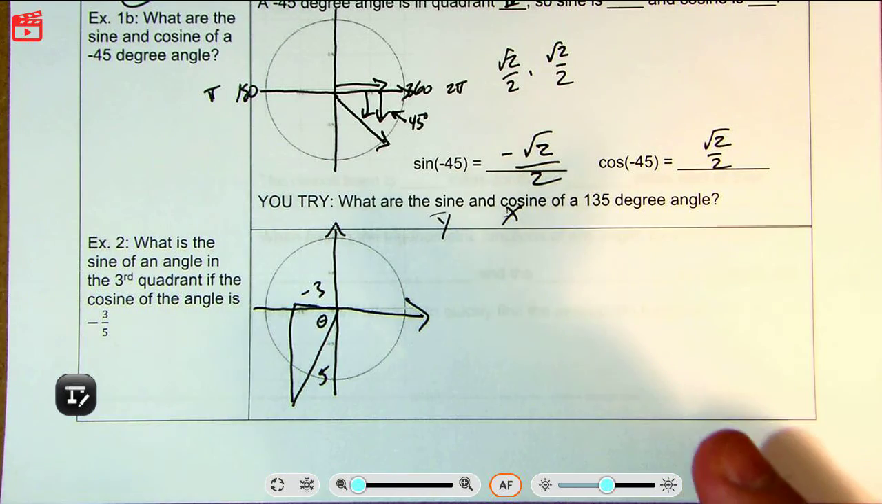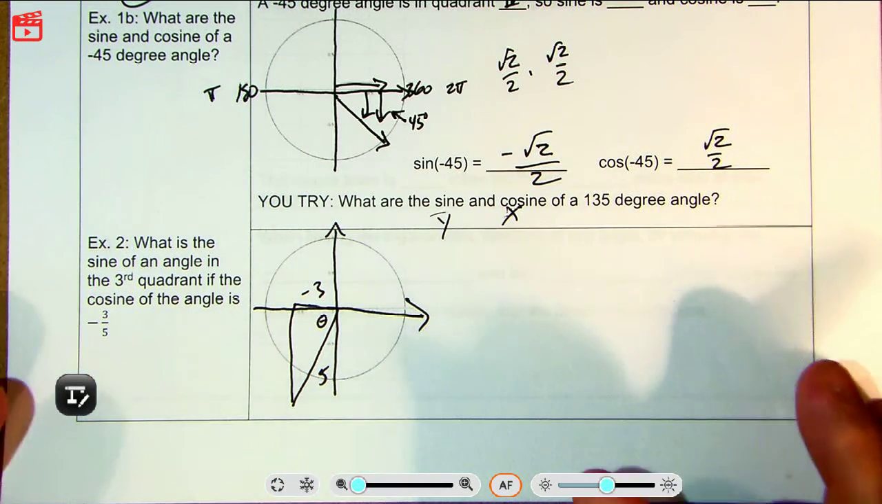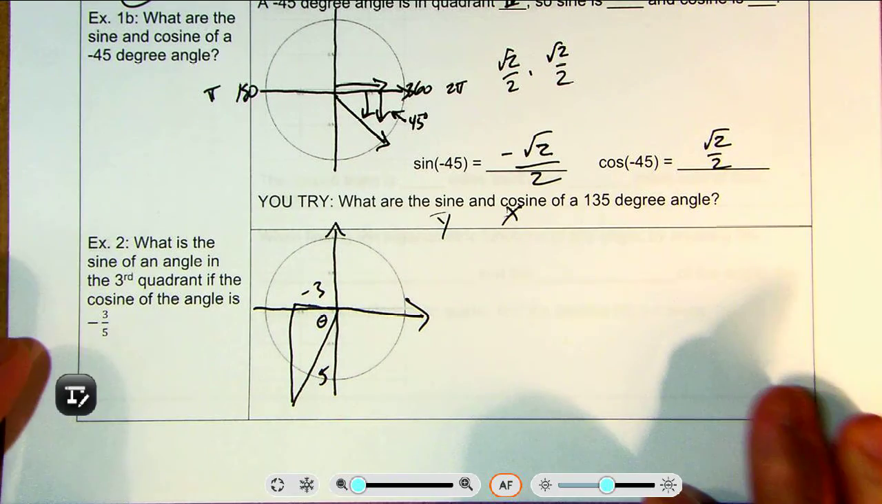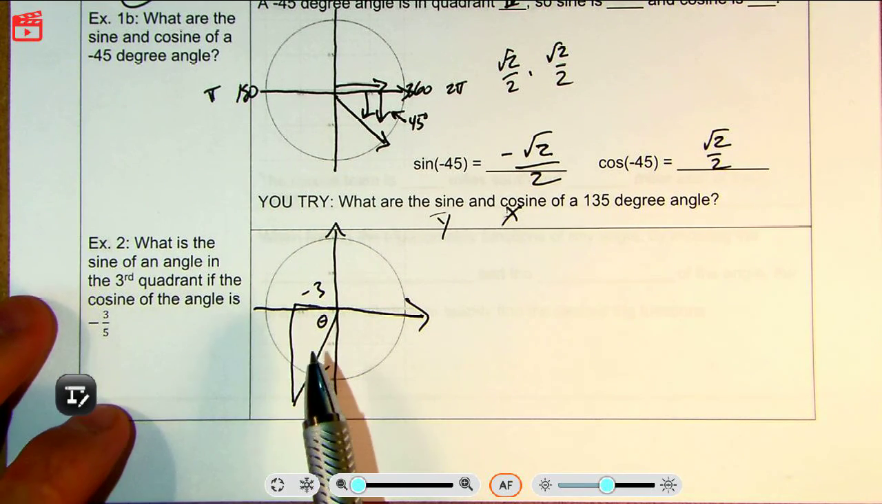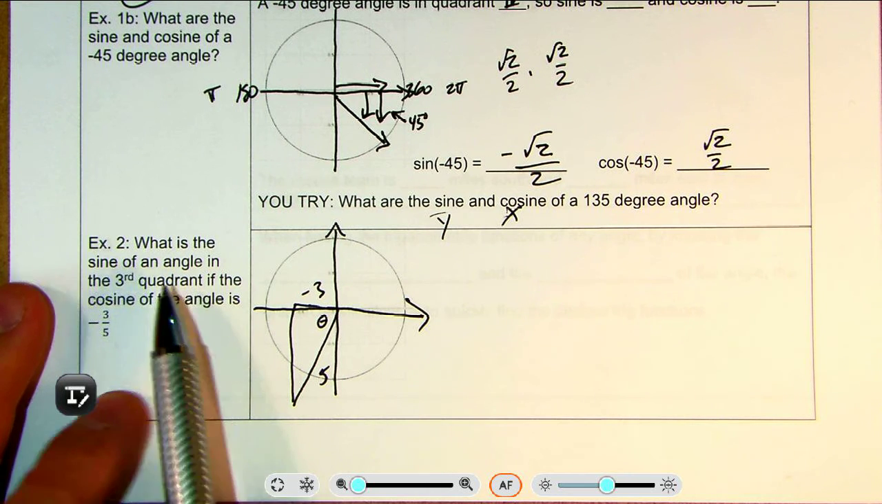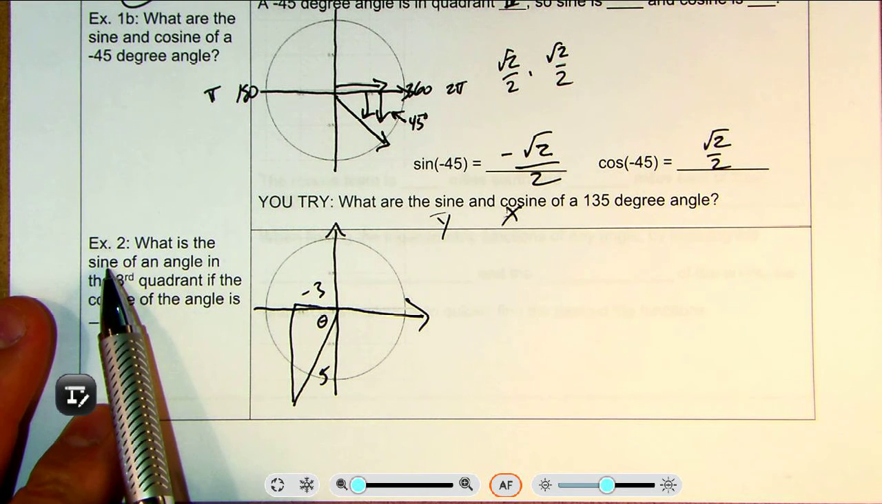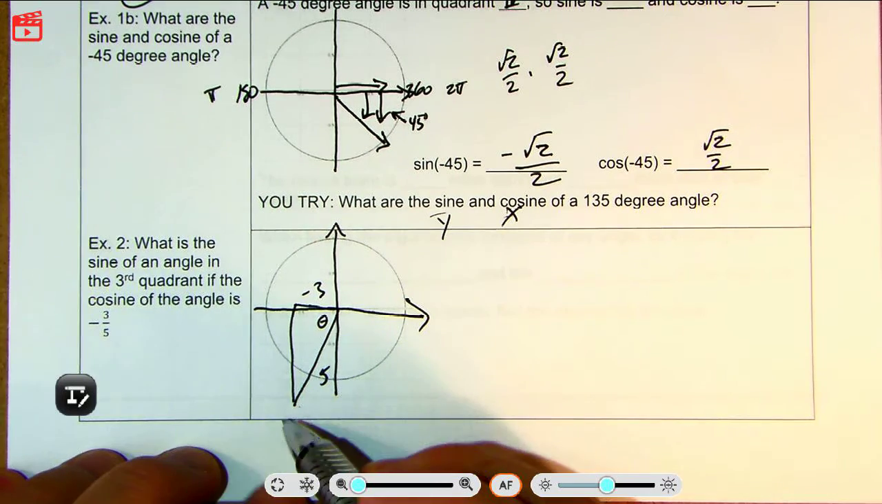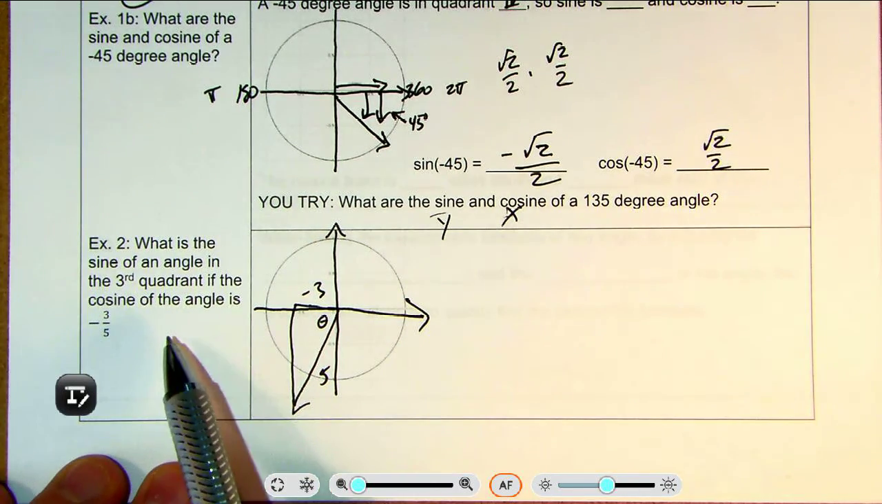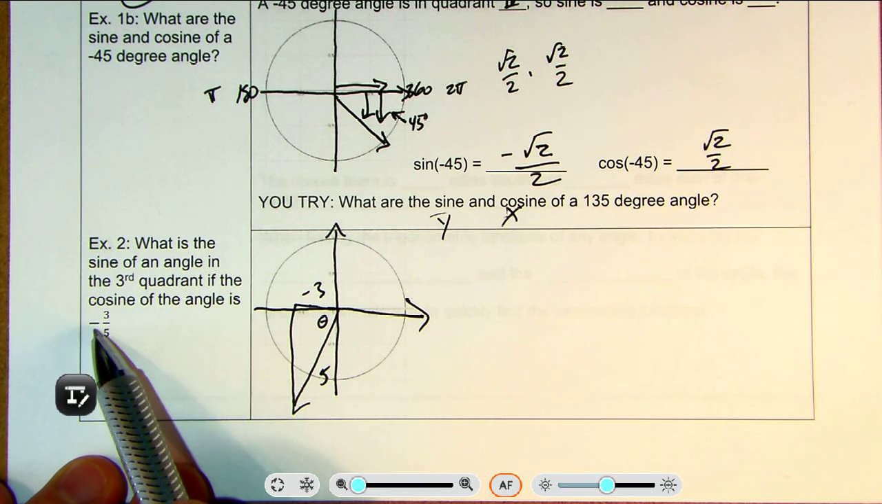Okay, here's a little bit of a different concept on 6-3 for the notes for the Part 1 series. They're trying to get you to use some Pythagorean theorem and use some common sense. So this example is, what's the sine of an angle, if they tell you the angle is in the third quadrant, which is right here, I've drawn it already, and they tell you that the cosine of the angle is -3/5.